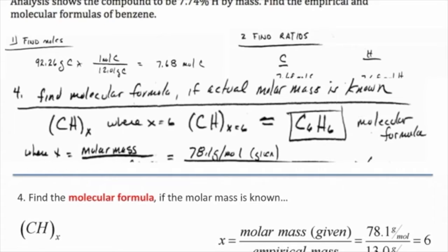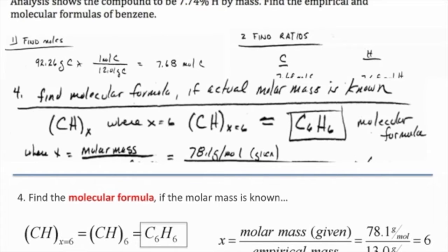This ratio always breaks down to a whole number, in this case 6. So if X is equal to 6, that means we have to multiply through the parentheses of our empirical formula by 6. So the empirical formula for benzene, CH, translates to a molecular formula of C6H6. In other words, every 1 molecule of benzene has 6 carbon atoms and 6 hydrogen atoms.